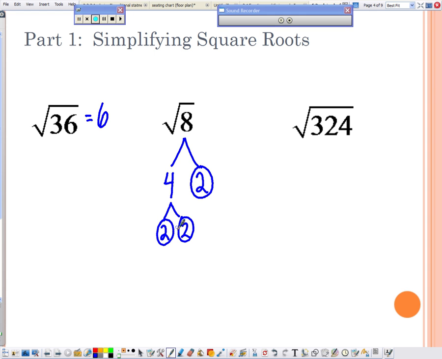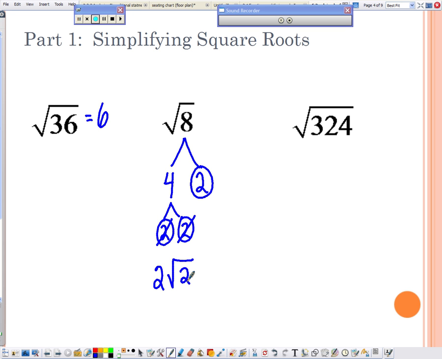So for every 2 numbers that you have, you're going to pull out one of those. One of those comes out. So it takes 2 to bring out 1. It's like a buy one, get one free, okay? Buy 2, and you end up taking 1 home. And then it's the square root of, and whatever's still circled ends up staying inside, okay?